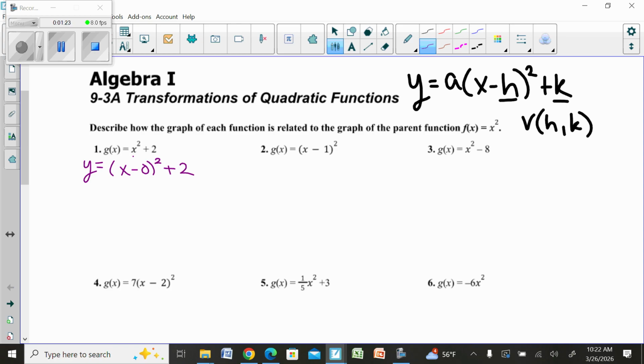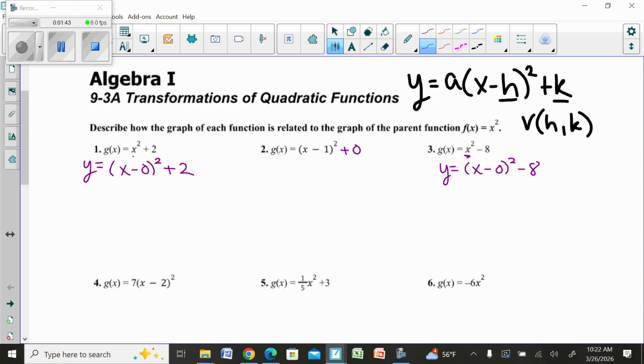Okay, so if this doesn't have the parentheses, if you notice in number 2, it has the parentheses, but it's missing a number out here. So let's go ahead and put a plus 0 out here. Right, and then number 3, same concept, doesn't have any parentheses, so that x squared is technically telling you it's (x minus 0) squared minus 8. I think it just helps to see those parentheses.